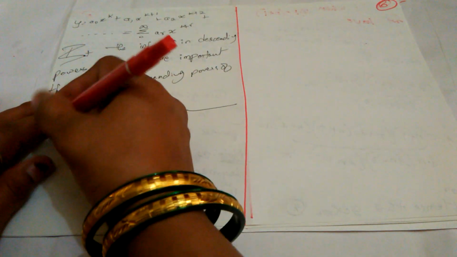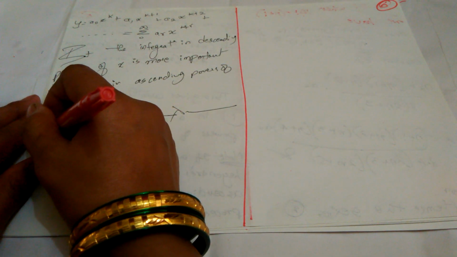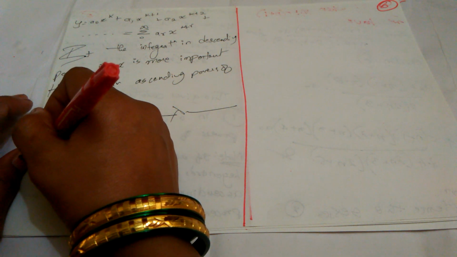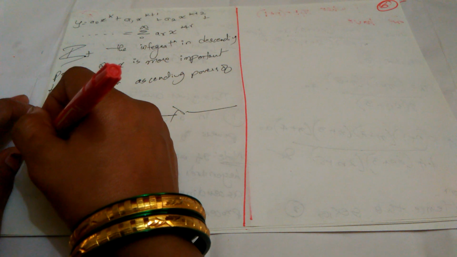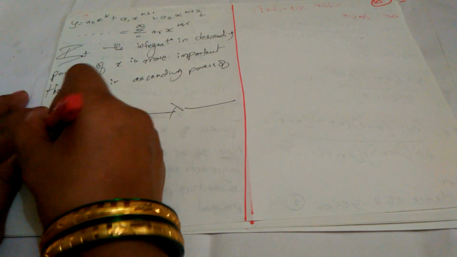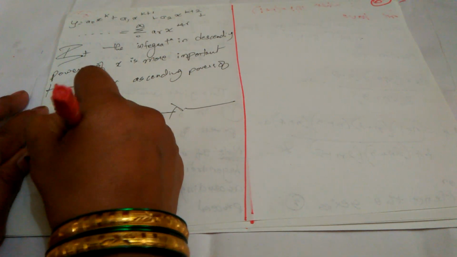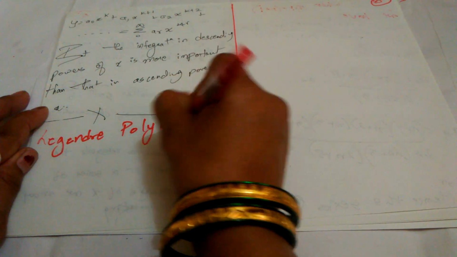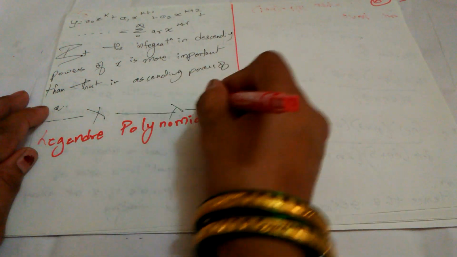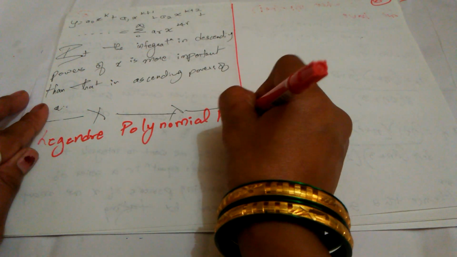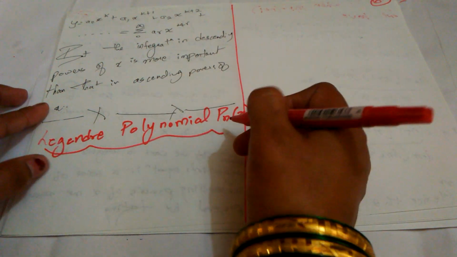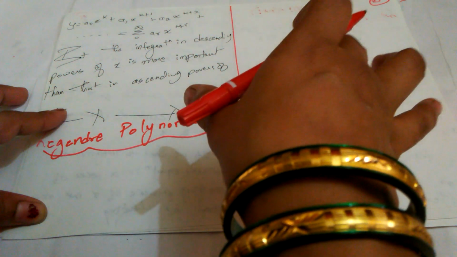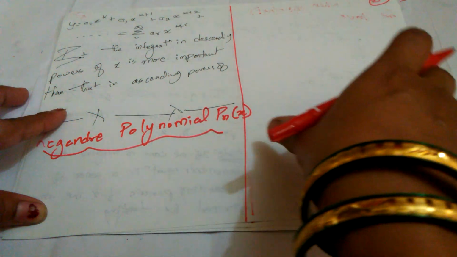Okay, so let's start. The question in the exam could be: define Legendre's functions of first kind, or derive an expression for the Legendre's polynomials. So we'll just start this. The Legendre polynomials are denoted as P of n x. So we are deriving an expression for the Legendre's function of first kind.